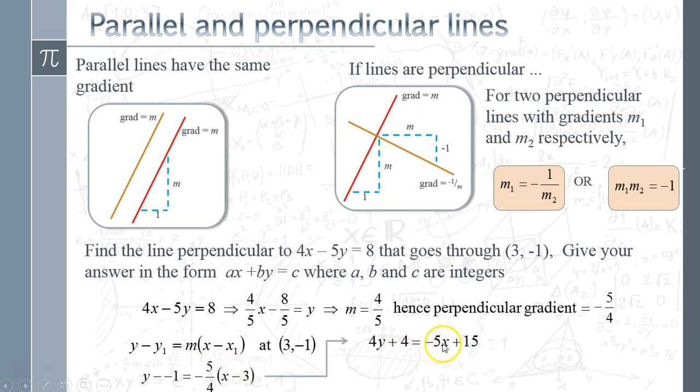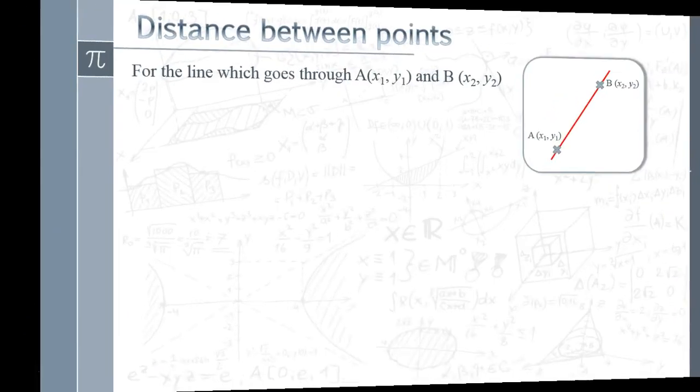Do some tidying up. It's the 5x that needs to come over, and the 4 will need to go back the other way. Get myself a bit confused there. There we go. And we've got our equation of the line in the form that we want: 5x plus 4y equals c, which is that value of 11 there. Okay, so that was parallel and perpendicular lines and a simple problem involving those.